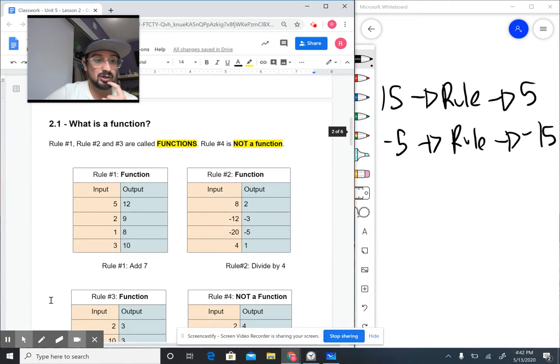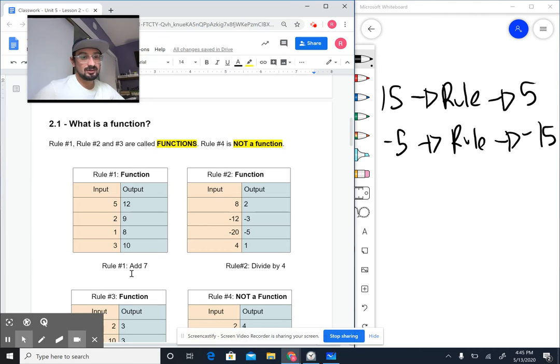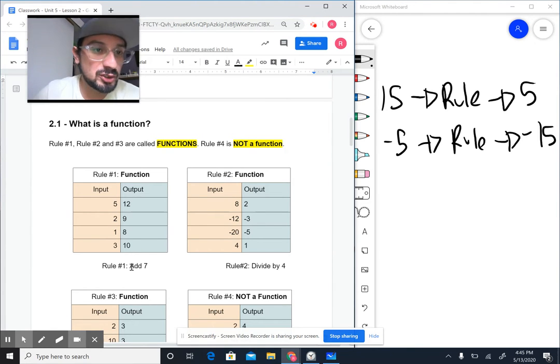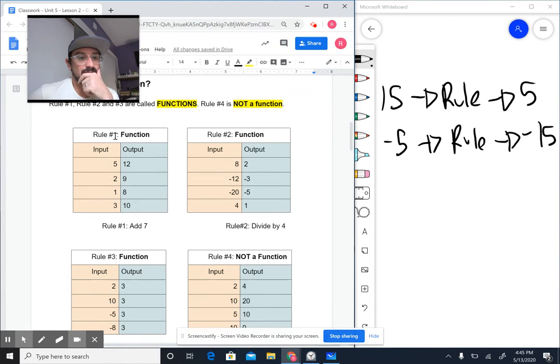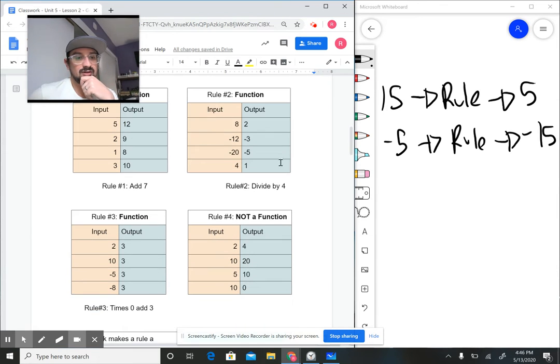Going on to 2.1, what is a function? Rules number 1, 2, and 3 are called functions. Rule number 4 is not a function. For rule number 1, the rule is to add 7. You can see all the inputs have had 7 added to get the output. For rule number 2, it's divide by 4. For rule number 3, it's times 0, add 3. Rule number 4 is not a function. So these first 3 are functions, and this is not a function.